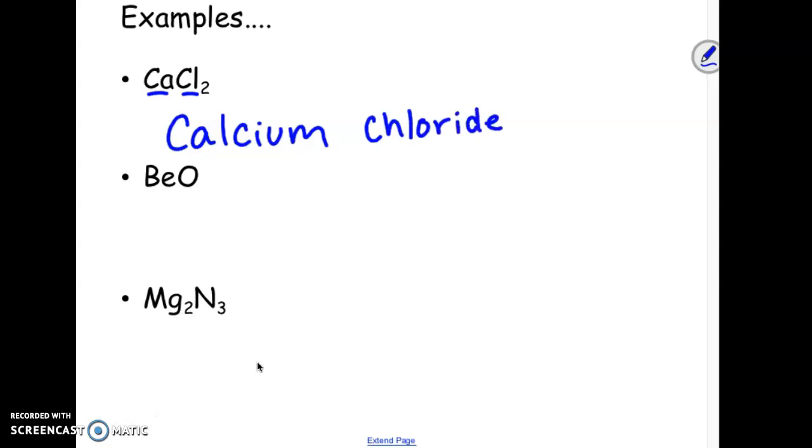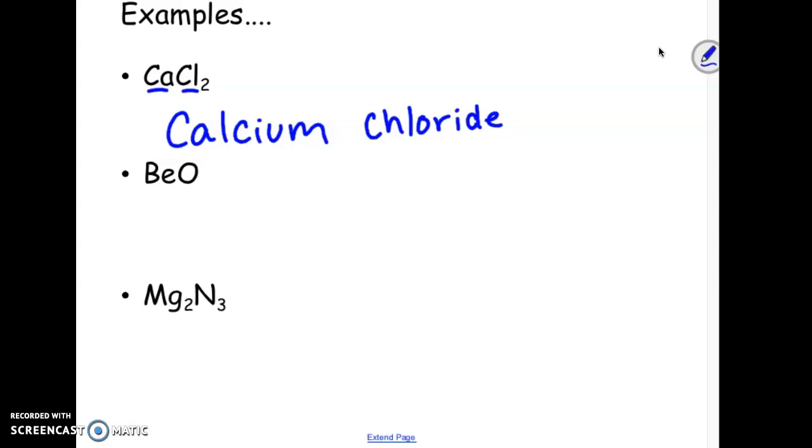So here we go. Let's try this out. Ca right here is calcium. It's a metal, so I do not change the name. Cl is chlorine. That changes to chloride. Notice that there is a 2 right here. I am not putting any numbers in here. I do not put a number right there. Yes, there is a 2 in the formula, but you are not putting a 2 at the end. It's just calcium chloride. Bingo.